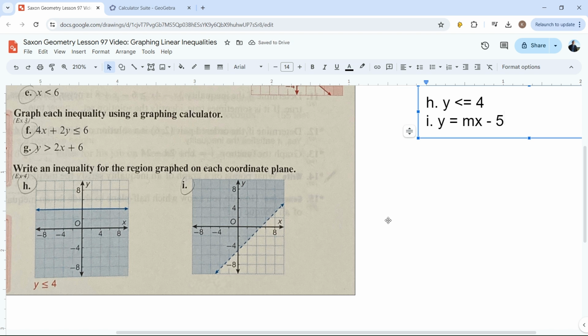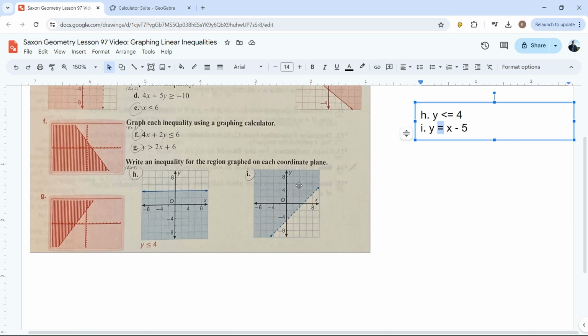Now I need to figure out the slope. So I notice it goes from, let's see, 5 here. We're going to go up 1 over 1, up 1 over 1, up 1 over 1. This line just has a slope of 1 over 1 or just 1. I need to choose greater than or less than. I'm going to choose greater than because it's the region above the line that's shaded.